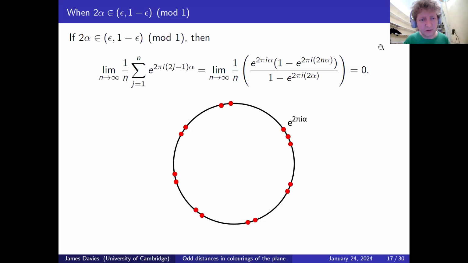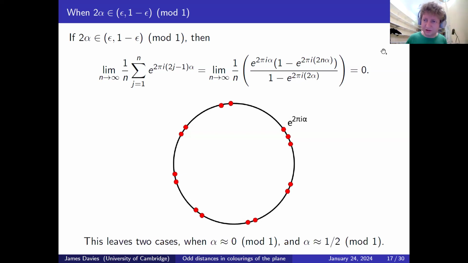Okay. So this is encouraging because it shows that in almost all cases, we get exactly what we want, and that this exponential sum ends up being small. But we still need to consider these 2 other cases, which is when our alpha is about 0 or about a half mod 1. So let's look next at when it's about a half mod 1.